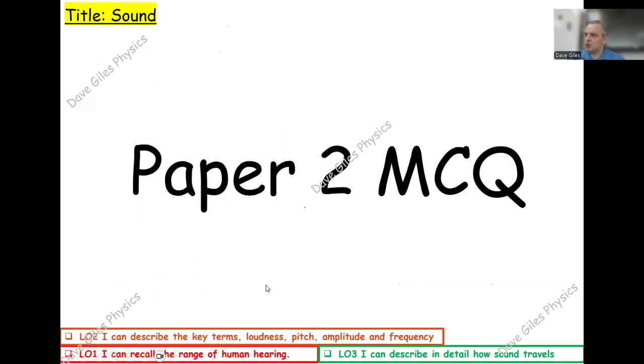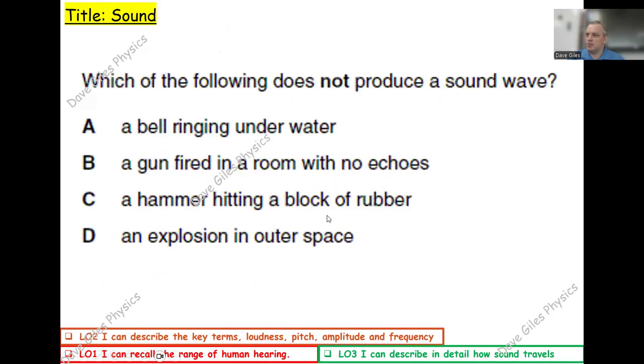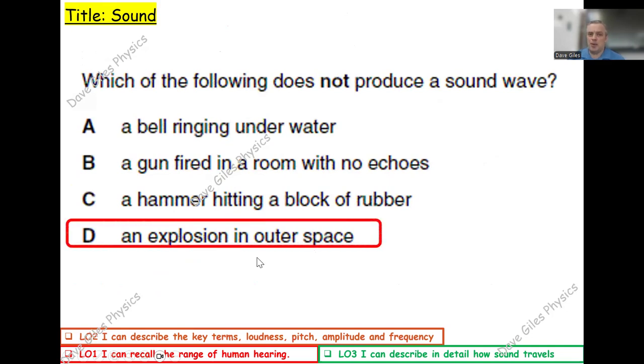Okay. So now we'll have a quick look at some paper 2 multiple choice questions. Which of the following does not produce a sound wave? A bell ringing underwater, a gun fired in a room with no echoes, a hammer hitting a block of rubber, an explosion in outer space. So it's the place with no particles, that is outer space, D.